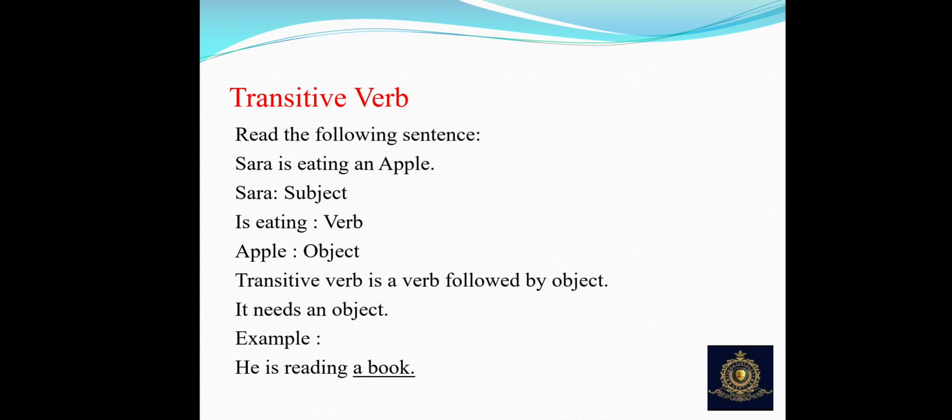For example, he is reading a book. Here, he is the performer of the action, so he is the subject. Reading is the action performed, so reading is the verb, and a book is an object on which the action is being performed. So this sentence has an object, that's why it is a transitive sentence. In a sentence which has an object, the verb used is always a transitive verb.